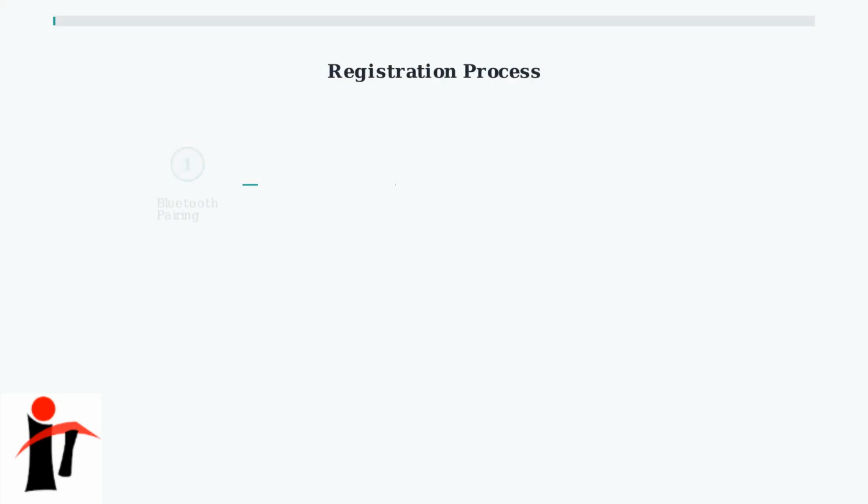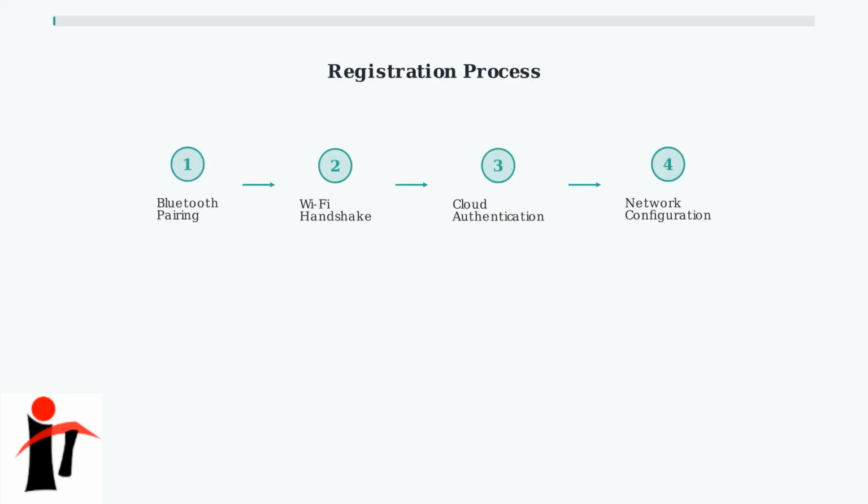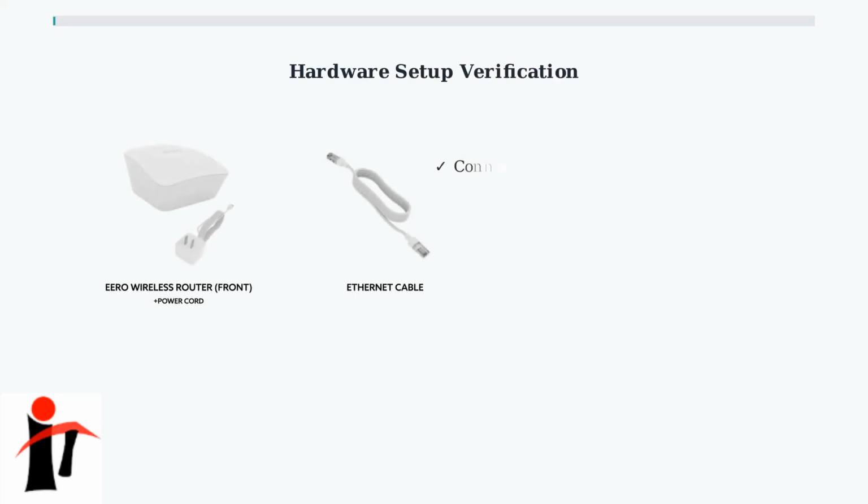Understanding the Eero Pro 6 registration process helps identify where problems occur. The process involves 4 critical steps: Bluetooth pairing for initial device discovery, Wi-Fi handshake for temporary connection, cloud authentication for device verification, and finally network configuration to create your mesh network. Let's start with proper hardware setup.